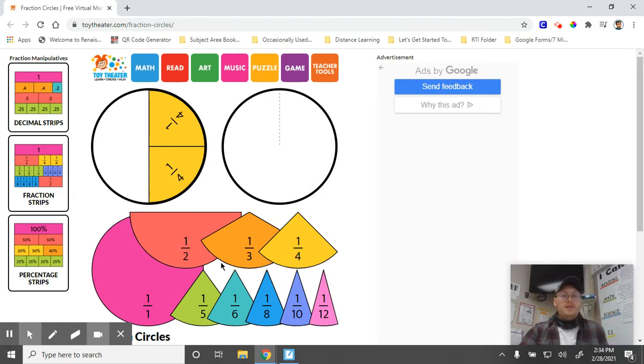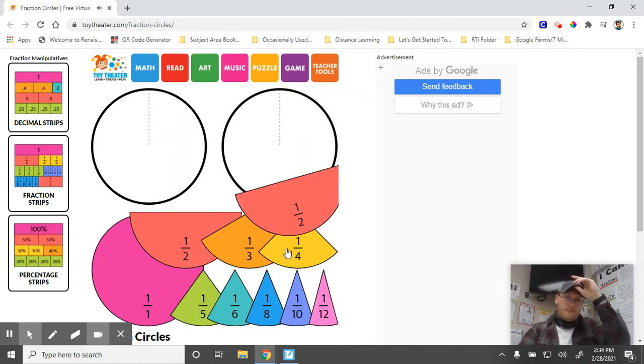Which one of these fractions down here represents the same thing as this? Well, it would be this one. So, which fraction circle represents this right here? You would say one pink or half. And then a half plus a half equals a whole. I'm sorry, a half plus a half equals a whole.